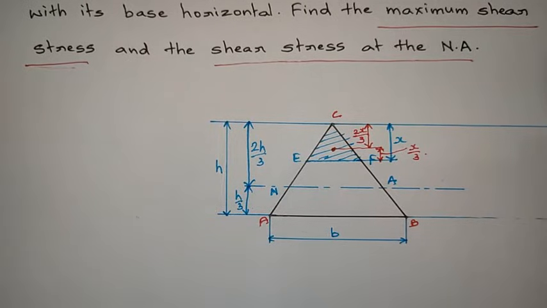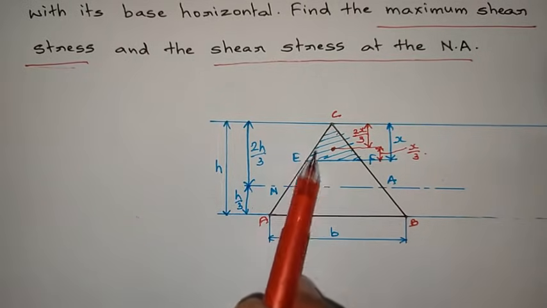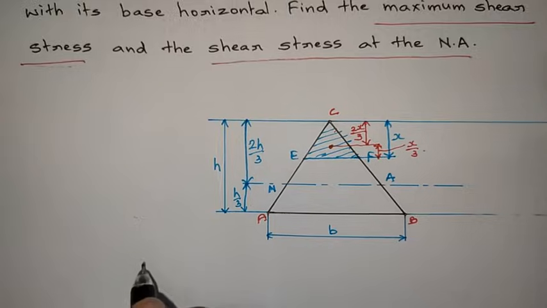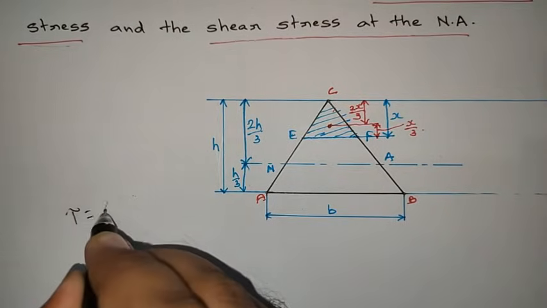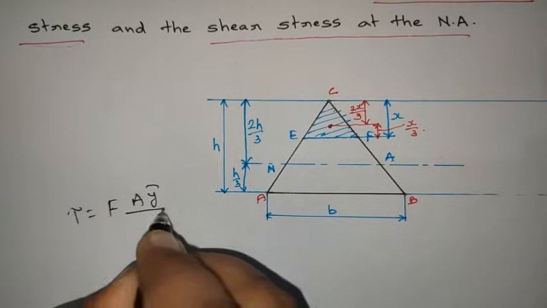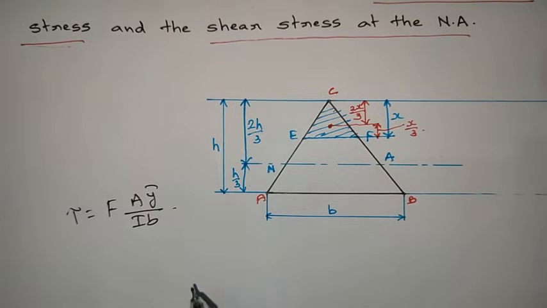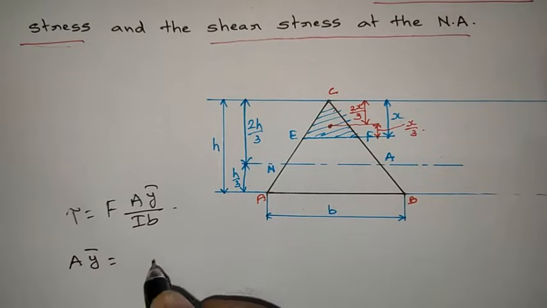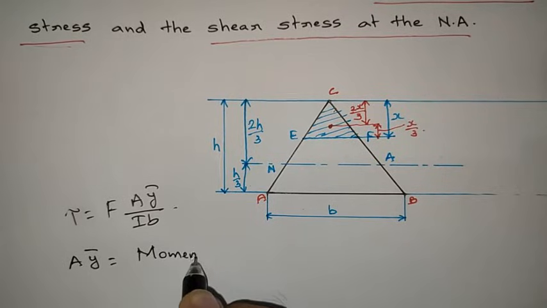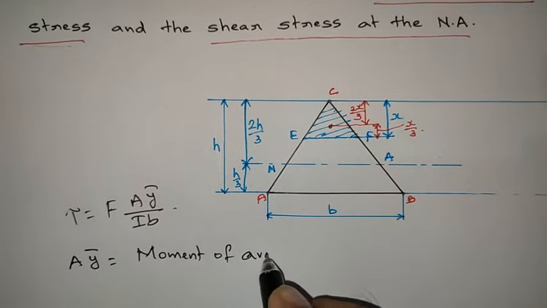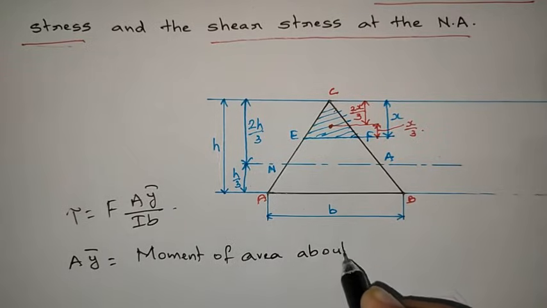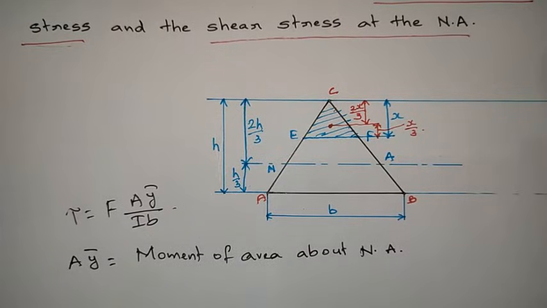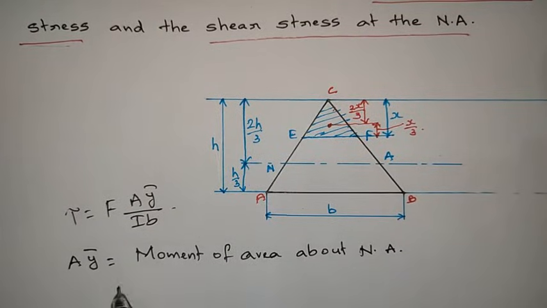So now I want to find the shear stress distribution equation for this triangular section. So what is the generalized formula? Tau is equal to F A y bar by I B. So now I am going to calculate the A y bar. So what is A y bar? Moment of area about neutral axis, right? So A y bar I require.